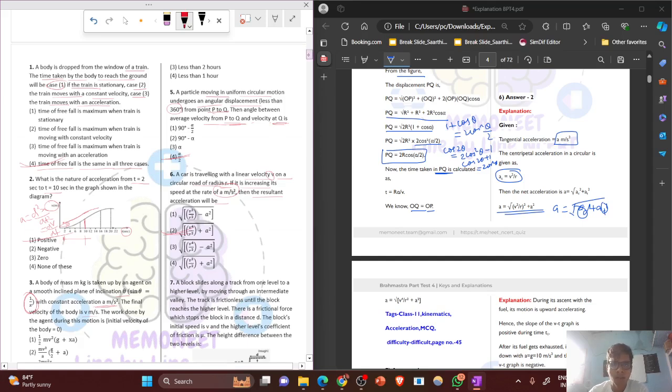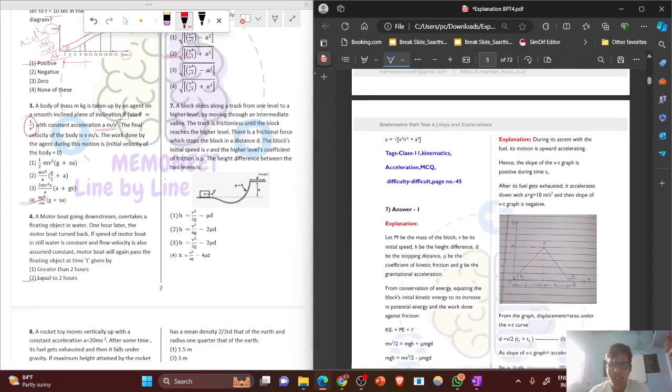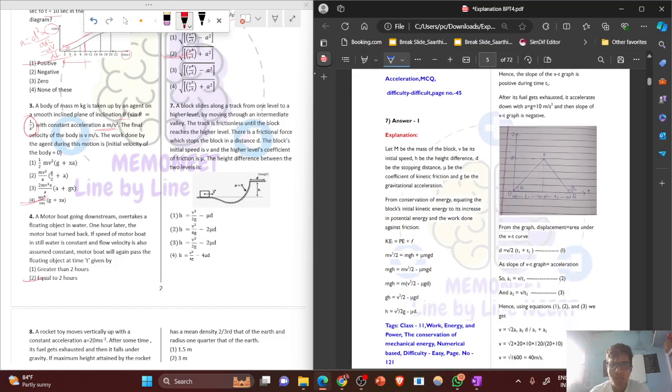Now moving ahead, it's again a work energy question. Question number 7. A block slides along a track from one level to a higher level by moving through an intermediate valley. The track is frictionless until the block reaches the higher level. There, a frictional force stops the block in a distance d. The block's initial speed is v and the coefficient of friction at the higher level is mu. It is asking about the height difference h between the two levels.